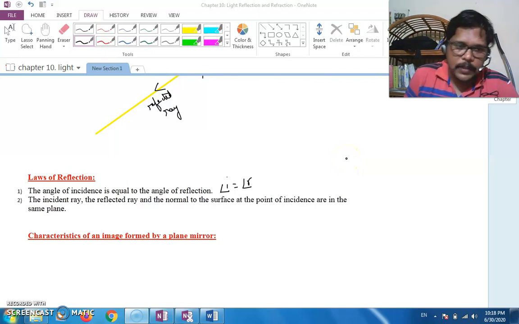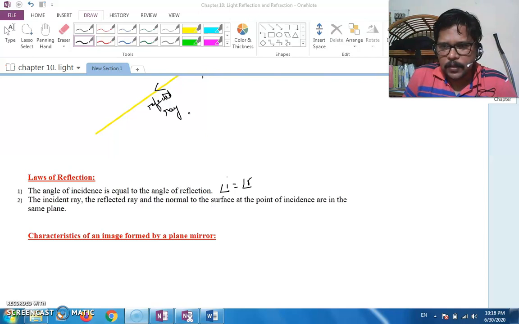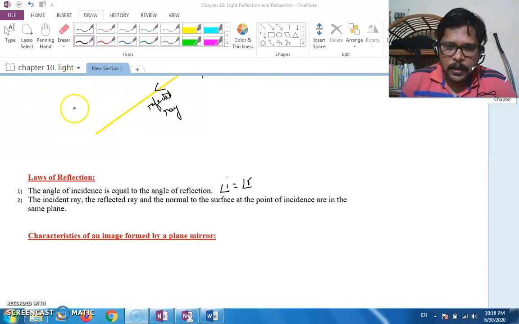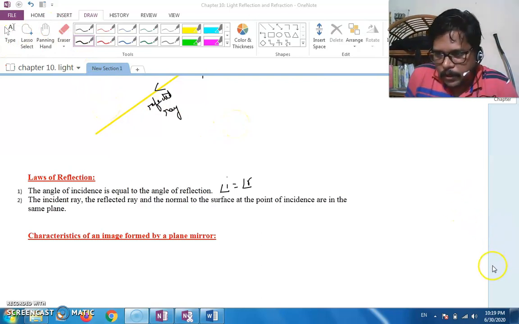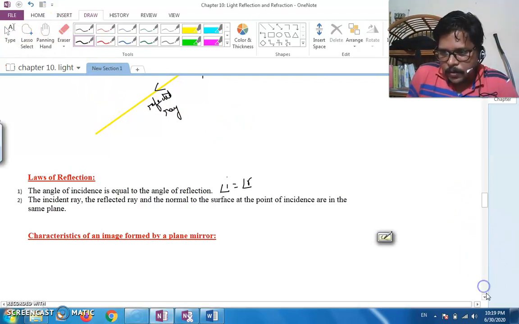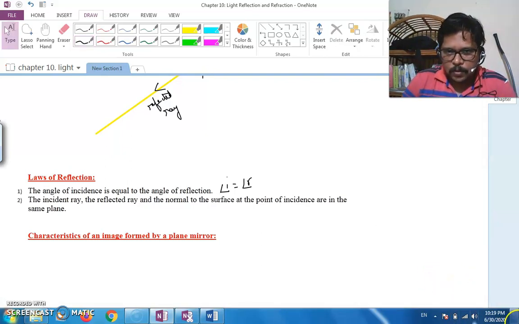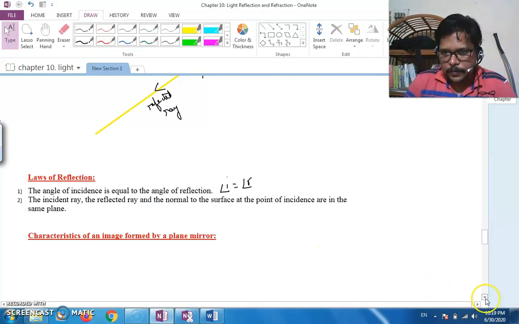The next one we'll see is the characteristics of the image formed by a plane mirror. A plane mirror is nothing but the mirrors which you have in our houses. Before we see the points, we'll try to understand it from the diagram. I'm going to show you these points. So here it is.